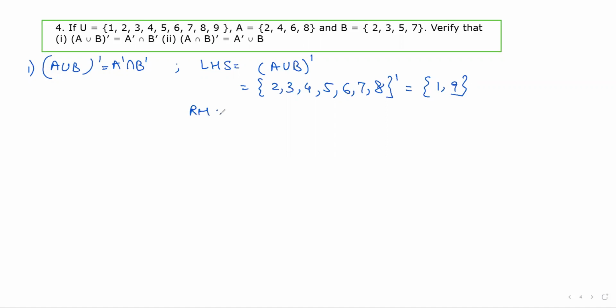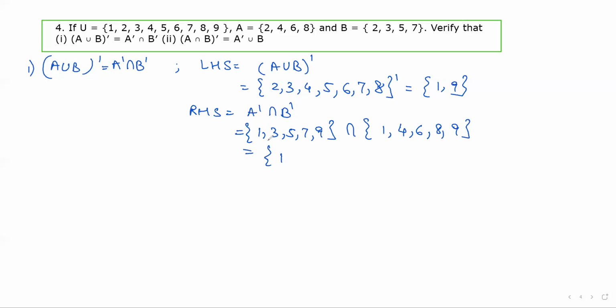RHS is equal to A complement intersection B complement. What is A complement? Universal set minus these values, which would be 1, 3, 5, 7, 9. Intersection B complement 1, 4, 6, 8, 9. If you intersect these, you'll be left with 1, 9. 5 is not common, 6 is not common, 7, 8 not common. So here LHS equals RHS.